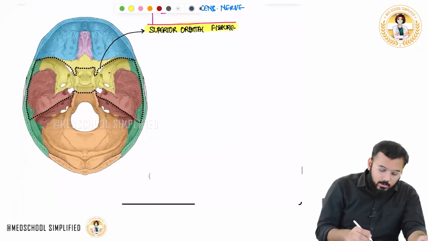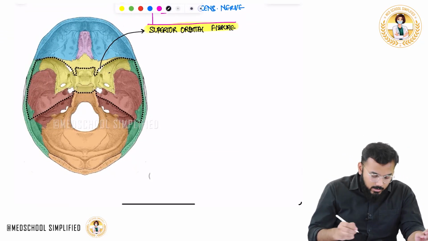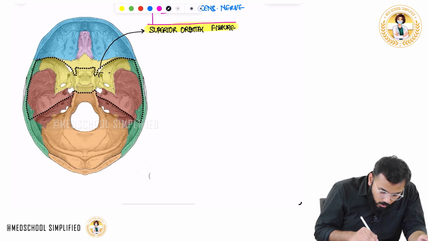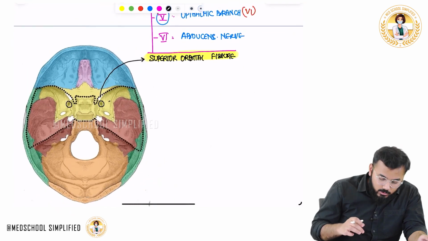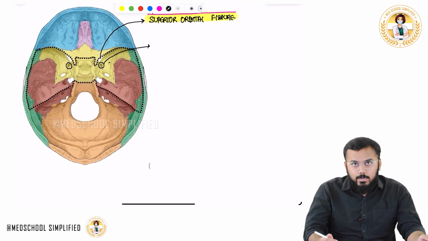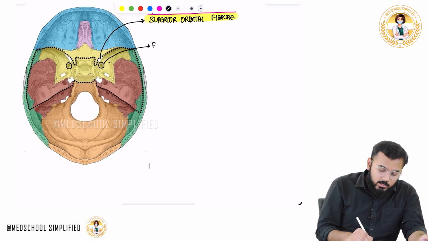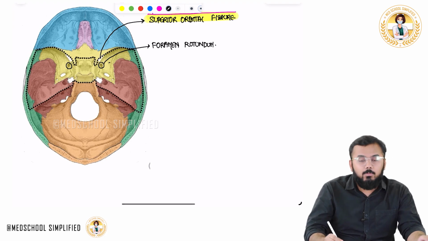Now, after this superior orbital fissure, if you can very clearly see, there is one more opening. See, there is a small opening which is perfectly round here, right? I'm zooming it in. You can see a small round opening. Anything which is round is called rotundum, so this is called the foramen rotundum.